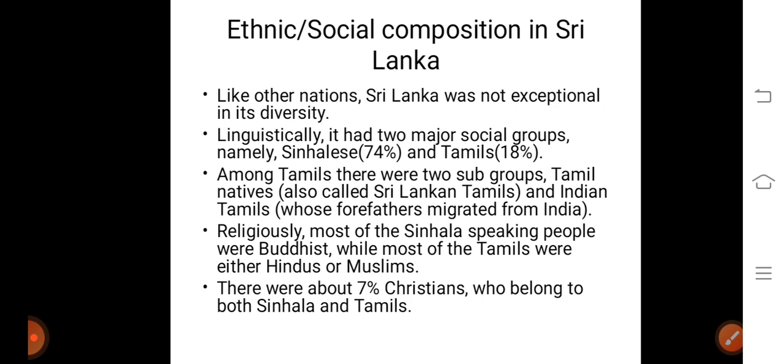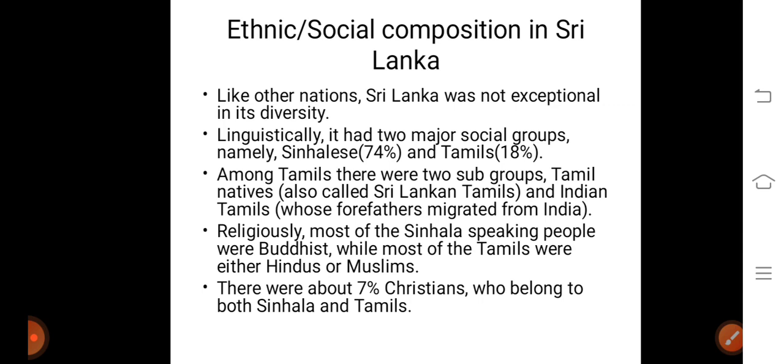Again, in the religious perspective, most of the Sinhala speaking people, I mean the Sinhalese, were Buddhist. Accordingly, what we can guess here is that Buddhism was the majority religion, whereas Hinduism and Islam were the minority religious groups in Sri Lanka, right? And Christians also were a minority group, right? So this is Sri Lanka's ethnic composition.